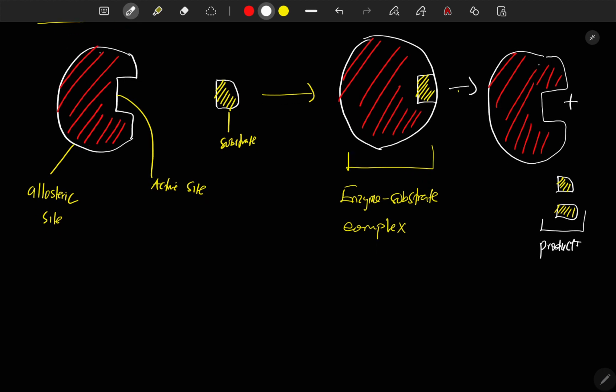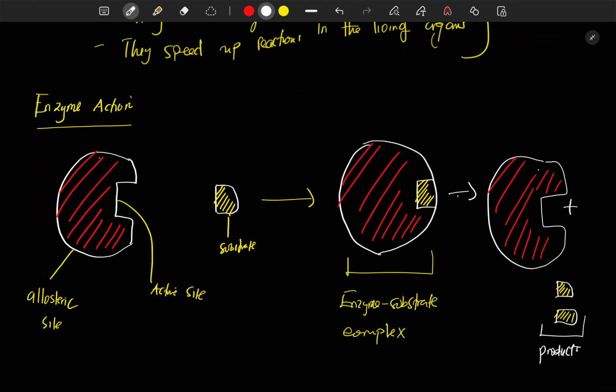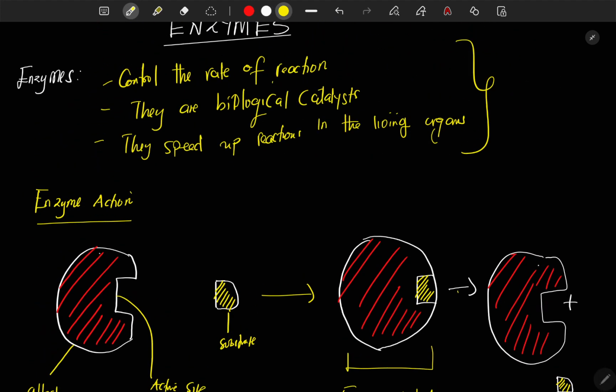Hence, enzymes do not change at the end of the reaction. That means to this definition we add that they are unchanged at the end of the reaction. We are now coming up with a complete definition of an enzyme. So for now, the four parts make up the definition of an enzyme.